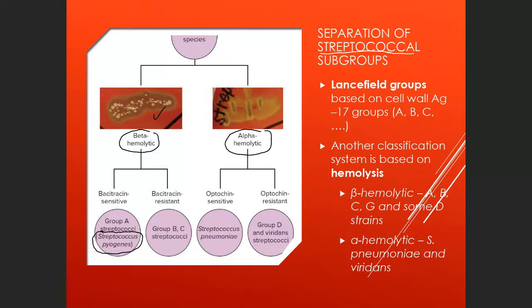Groups B and C are also beta-hemolytic. Then the alpha-hemolytic, if it is optochin sensitive, it is actually Streptococcus pneumoniae, the primary cause of pneumonia in humans. And if it is optochin resistant, this may be group D and viridans bacteria, the ones that mostly cause dental caries.